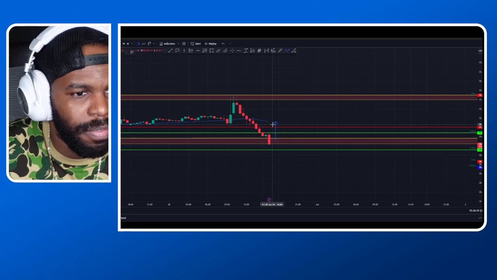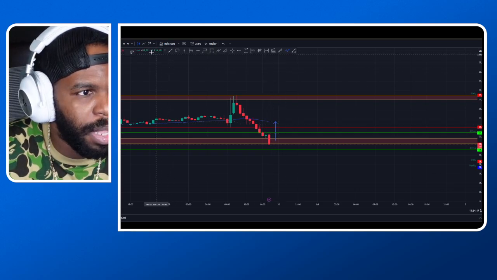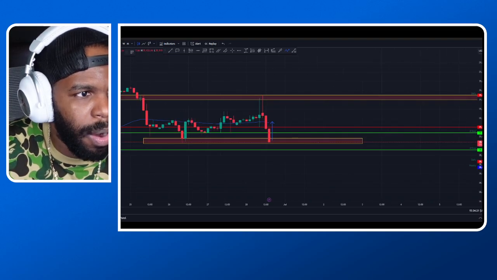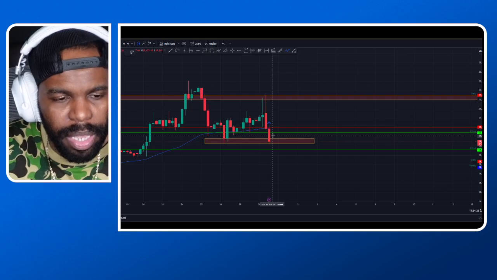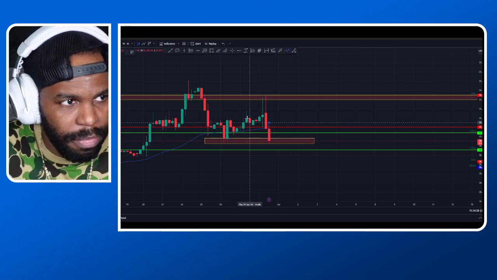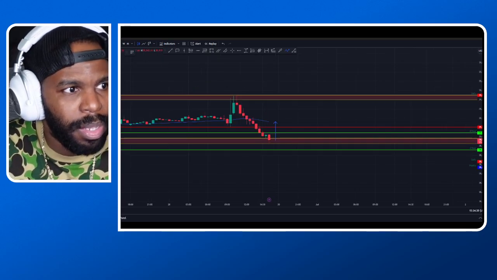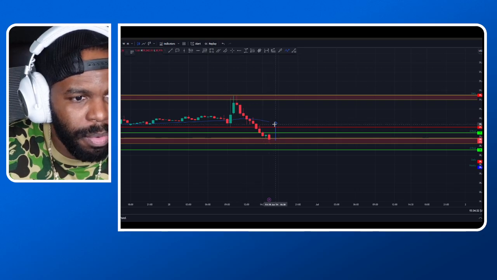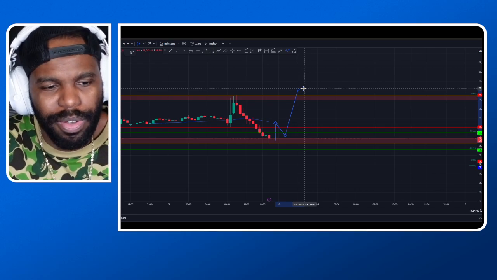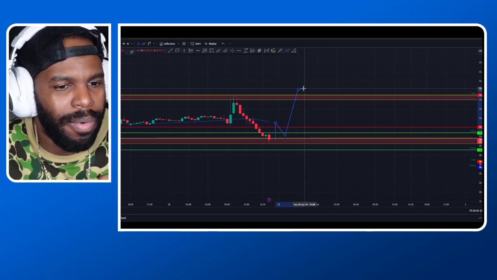And then what you can do is wait for that pullback. But also, on the hour, the 2 hour, or the 4 hour, you want to see a bullish engulfing. That's if you're buying. And if you're selling, you want to look for a bearish engulfing. That's it. And then you just wait for the pullback, and then you just set and forget. So that's how I do that.